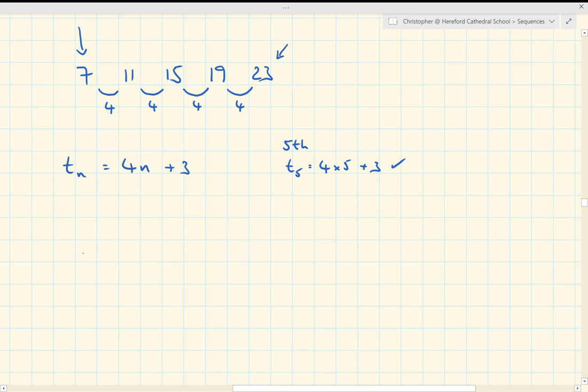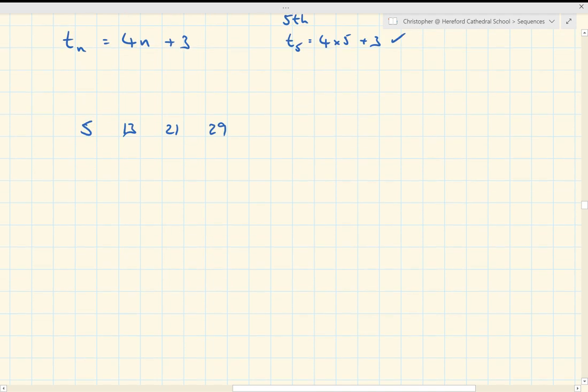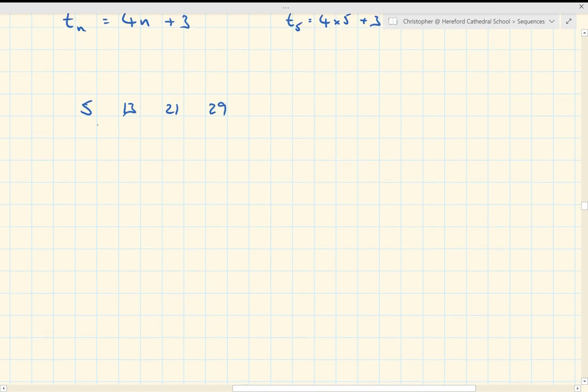Let's look at this one. 5, 13, 21, 29. Pause the film if you want to have a go yourself. This time, the constant difference is 8. So my formula is going to start Tn equals 8n. It's like the 8 times table. But 8 times 1 is 8, and my first term is 5. So my correction factor will have to be minus 3.